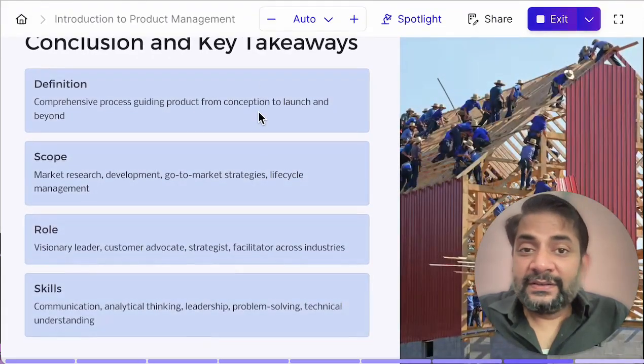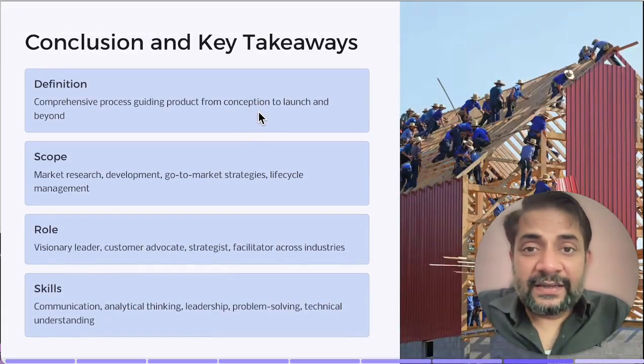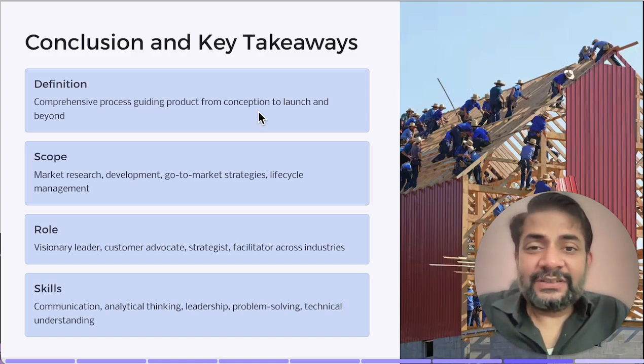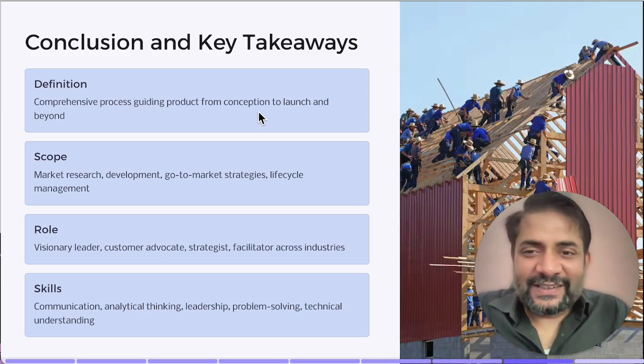To wrap up, let's review the key points we have covered in this lesson. The definition of product management: a comprehensive process guiding a product from conception to launch and beyond. The scope of product management encompasses market research, product development, go-to-market strategies, and lifecycle management. The role of a product manager: acts as a visionary leader, customer advocate, strategist, and facilitator across various industries.